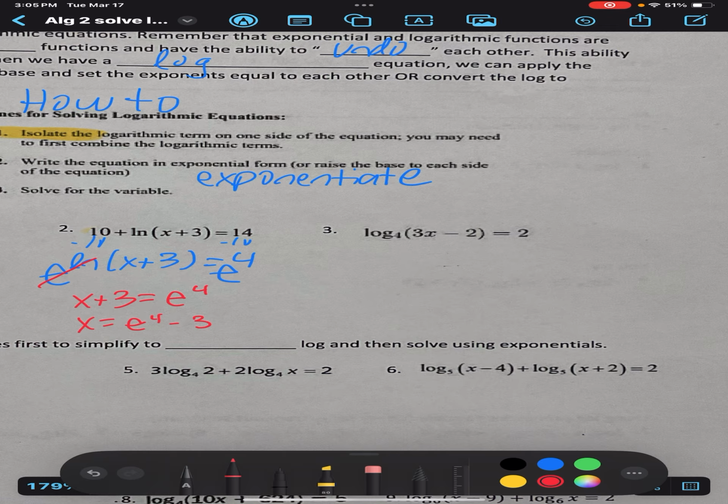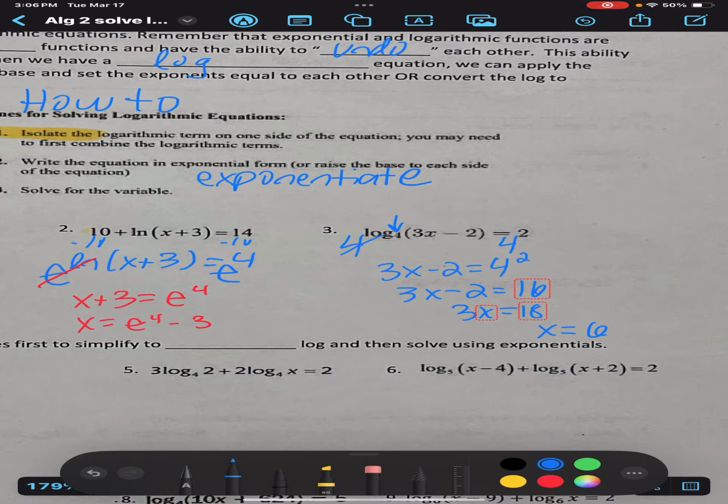All right. For number 3, there's nothing to isolate, so I can go ahead and exponentiate. I have to match the base. The base is 4, so the base for the exponent will be 4. So I'm exponentiating all this. So this will cancel out. I'll have 3x minus 2 equals 4 squared. 3x minus 2 equals 16, and then solve. 3x equals 18, x equals 6. Is that fine? If I plug 6 back in here, yes, that will give me a positive answer.